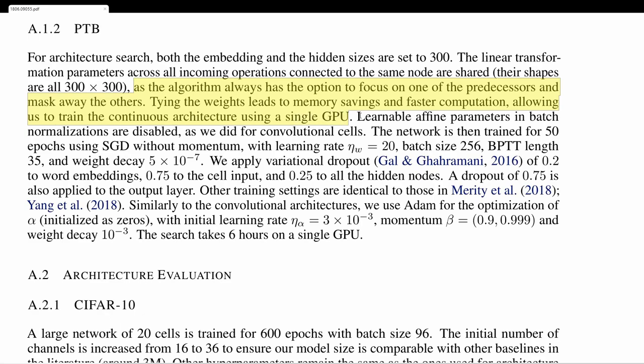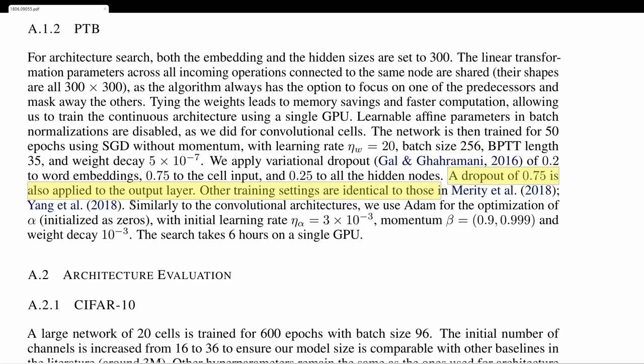Learnable affine parameters in batch normalizations are disabled, as we did for convolutional cells. The network is then trained for 50 epochs using SGD without momentum, with learning rate 20, batch size 256, BPTT length 35, and weight decay 5 times 10 to the negative 7. We apply variational dropout of 0.2 to word embedding, 0.75 to cell input, and 0.25 to all the hidden nodes. A dropout of 0.75 is also applied to the output layer. Other training settings are identical to those in these papers.